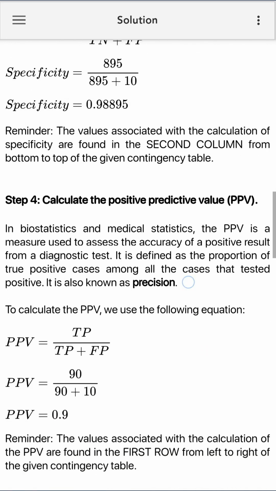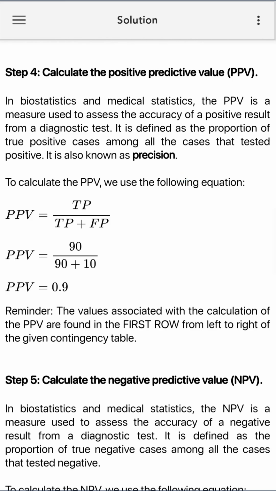In step 4, we calculate the positive predictive value using the following equation. We can easily plug in the values to the equation since we already identified the true positives and false positives in step 1. Here, the equation is composed of values associated with individuals who tested positive, which in this case are in the first row of the table.